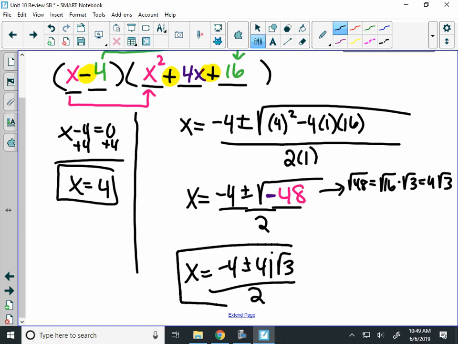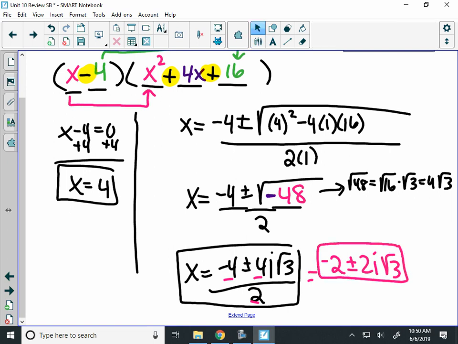And then you could leave that as your answer. Those will be the other two roots, the second and third. Or you can divide all these numbers by 2, which will give you negative 2 plus or minus 2i radical 3 over 1, but you don't have to do the over 1.